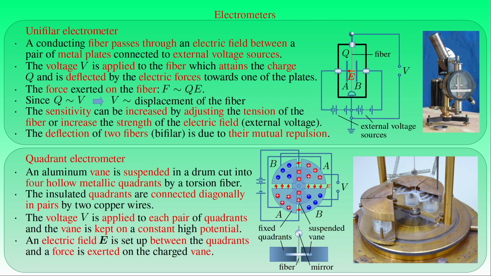The potential difference V is determined by means of the deflection of the vane toward one pair of quadrants through an angle, which is approximately proportional to the difference of potential between the two pairs of quadrants. The angle of deflection is measured by a beam of light projected on a mirror which is attached to the torsion fiber and reflects the light onto a calibrated scale.